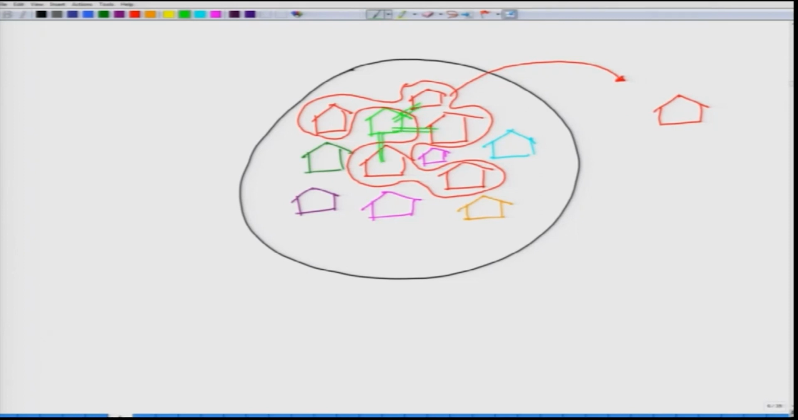between this, between this, between this. There is an interaction between these ones, there is an interaction between these ones, there is interaction between these ones, these ones.